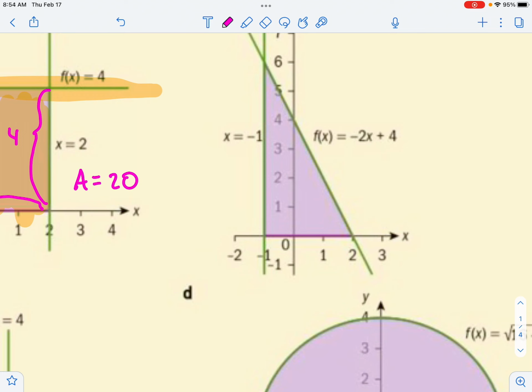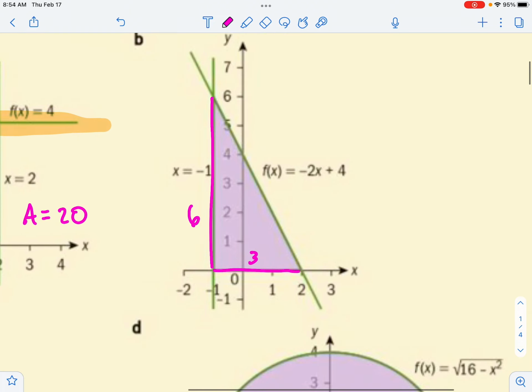This next one is a triangle, so let's do 1/2 base times height. The base is 1, 2, 3, so this is a 3, and this is a 6. So when we do area equals 1/2 times 6 times 3, I believe this is 9.